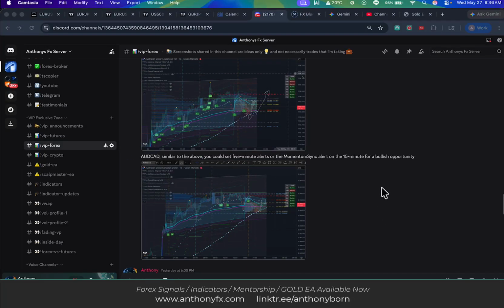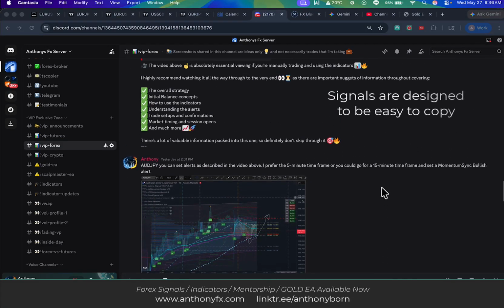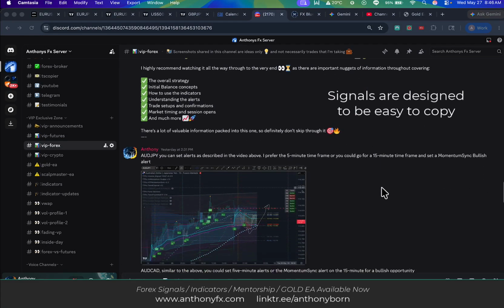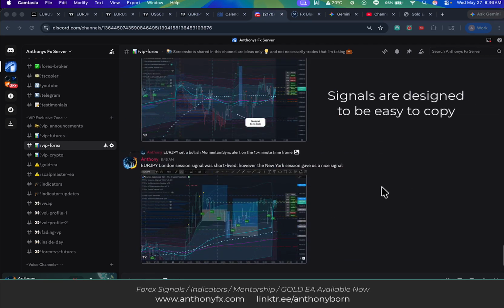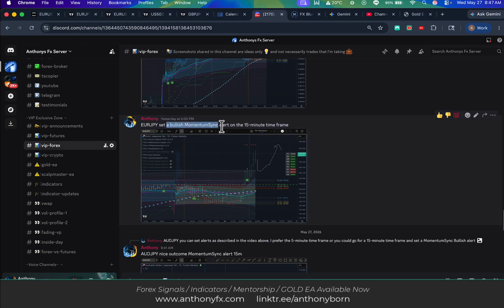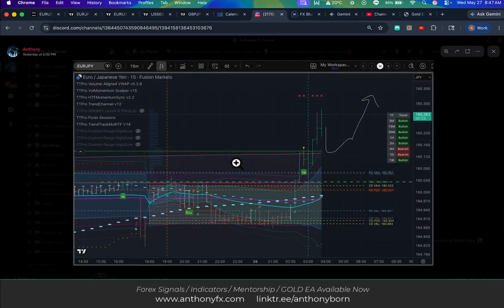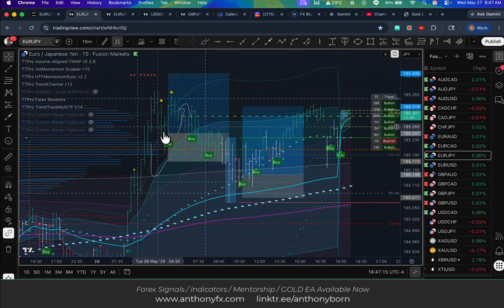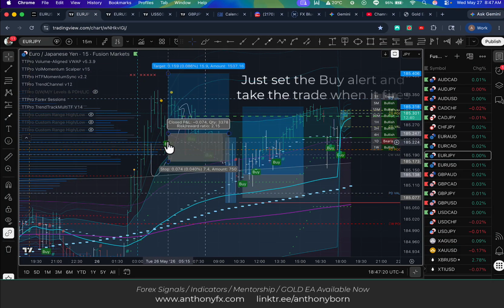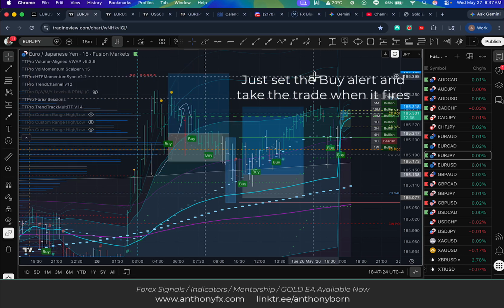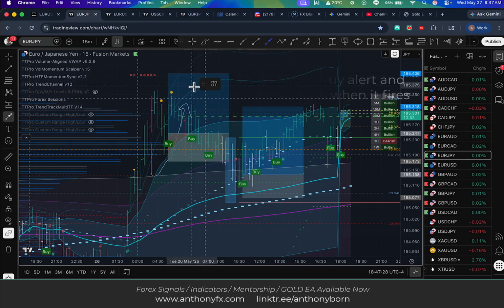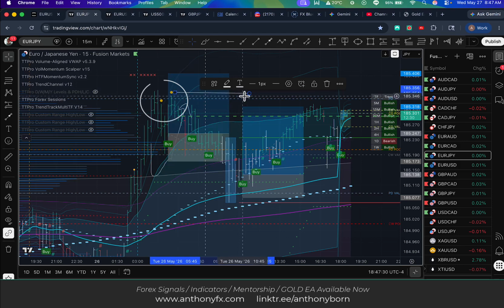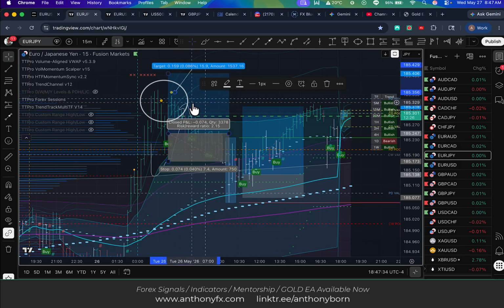Hey, we're going to go through yesterday's Forex signals sent into Discord down here. Let's just start from the bottom, Euro Yen. The idea was up here, set a bullish momentum sync alert, 15-minute time frame. So I was looking for the pullback. We got a buy signal directly after I posted it, midway through the London session actually. And then we had an exit signal there that's telling you that we should see a pullback.